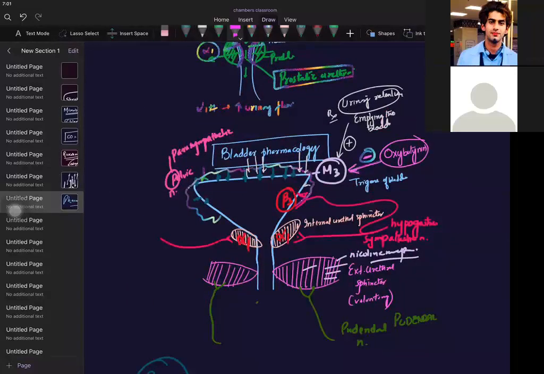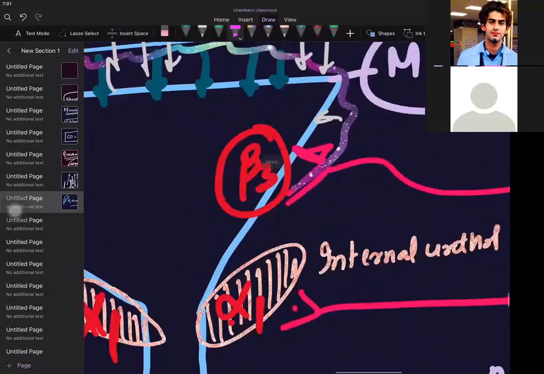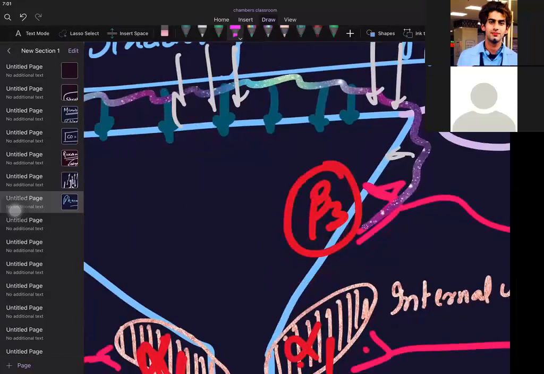Now, in patients who have urge incontinence, I have another drug which works by a different mechanism. That is the beta 3. Where is beta 3, sir? It is on the bladder. Yes, sir, it is on the bladder. Beta 3, if I stimulate, what happens?